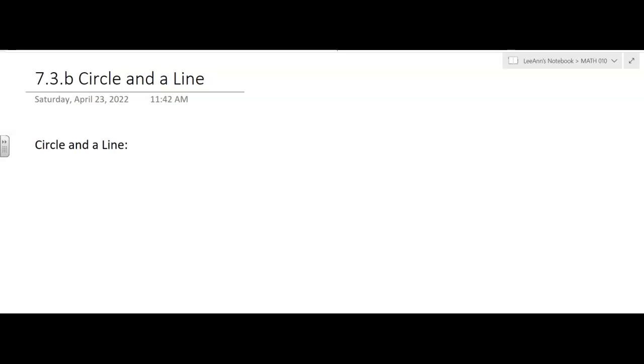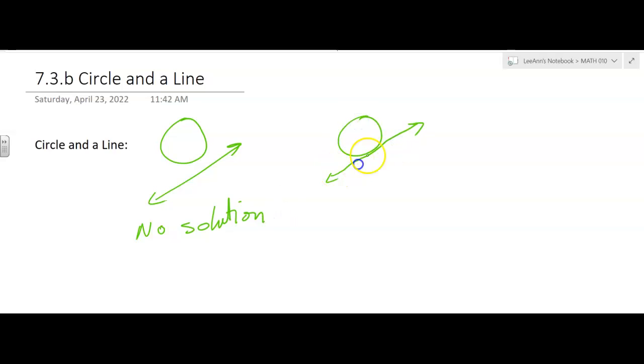So we could have a circle and a line, and we're going to have the same three situations that we did in the other one. You could have the circle, and then the line not touching it. There's no solution there. You could have the circle and the line touching in one spot. Those are hard for me to draw, I guess. And you get one solution. And then you could have a circle and a line going through it where you get two solutions.